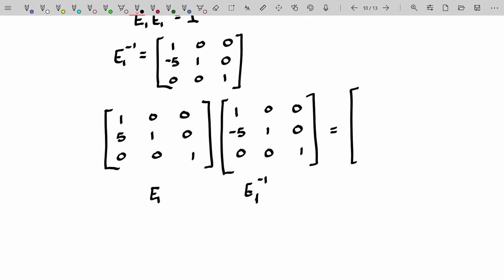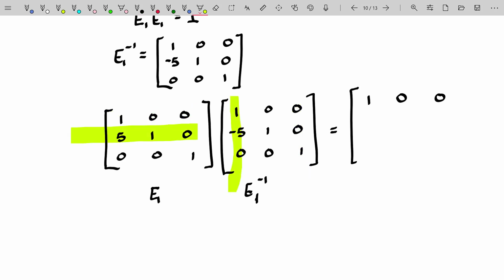The first row, first column, is going to be 1. The first row, second column, well, that's going to be 0. The first row, third column, that's going to be 0 as well. By the way, if you're wondering how I'm doing it so quickly, I'm just using the dot product and I'm not really reading out what I'm doing in my head.